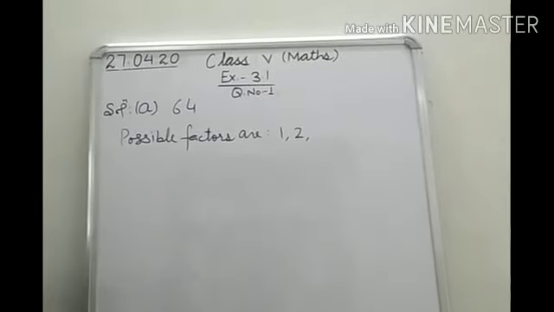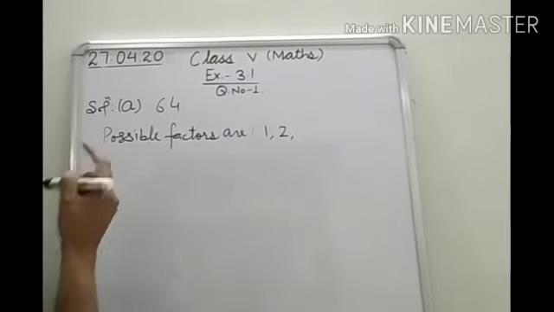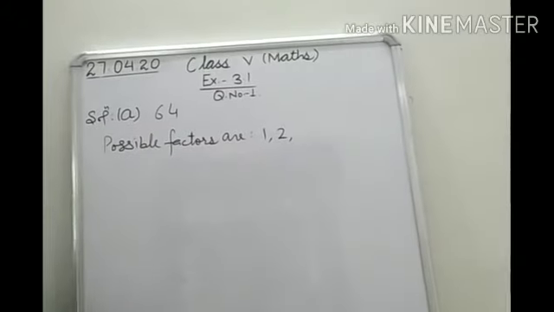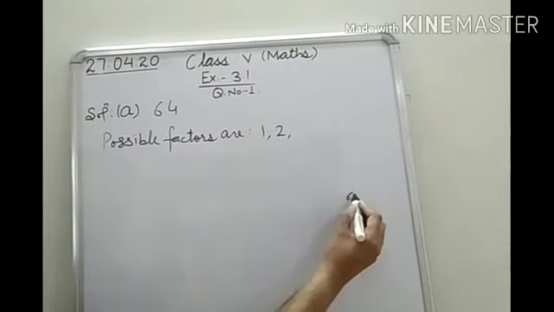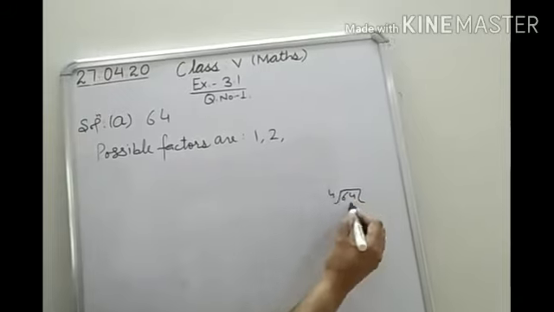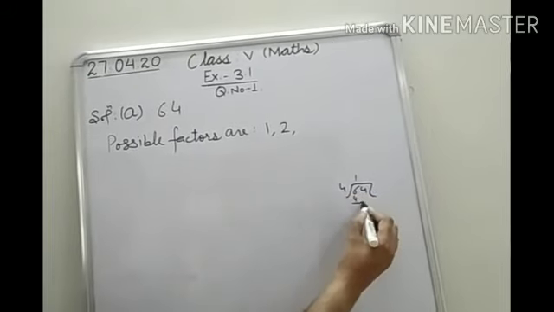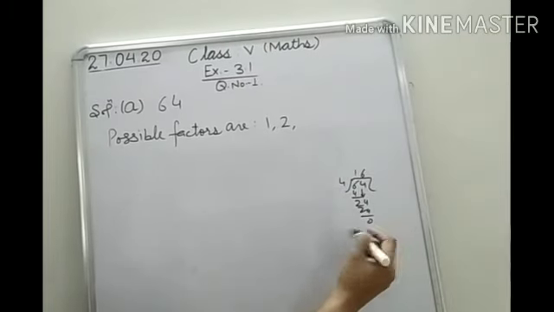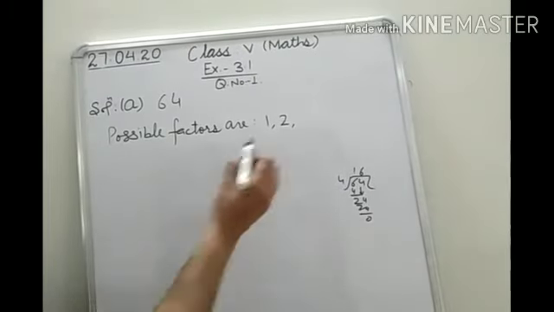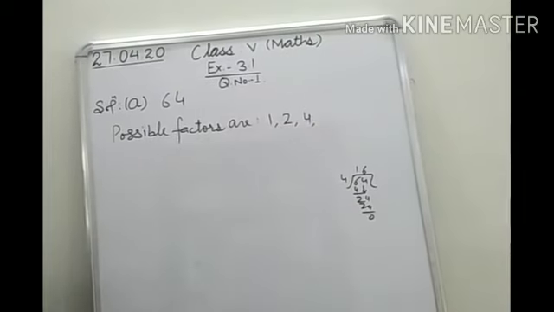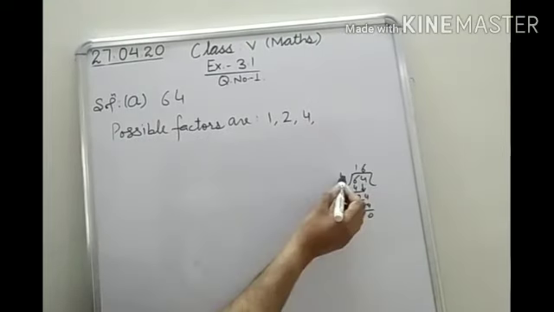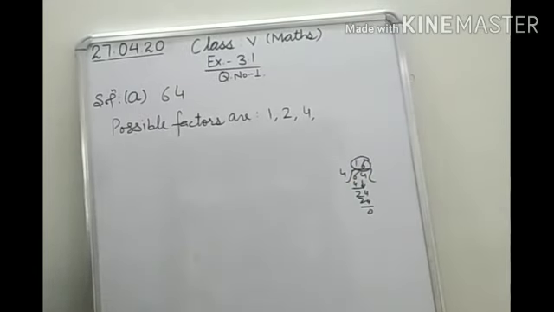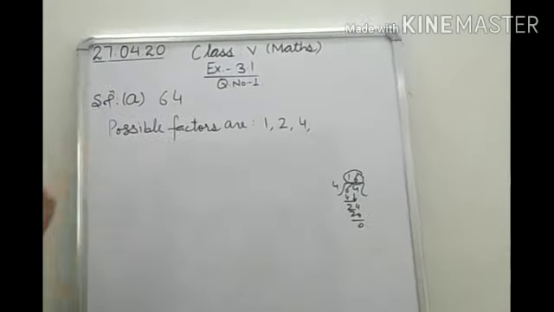Now for 4. For the test of 4 we will check the number formed by the last 2 digits. By the last 2 digits what number are we getting? Already we are getting 64. And 64 is divisible by 4. 4 1s are 4, 2 left, take 4, 4 6s are 24. As we get remainder 0, it means 4 is also a factor of this number. As it is divisible by 4, the quotient here is 16. It means 16 will also be a factor of this.